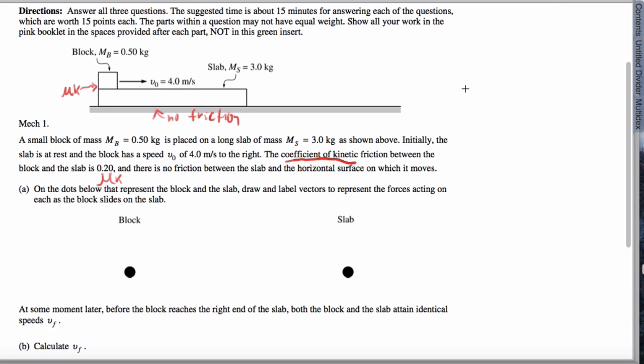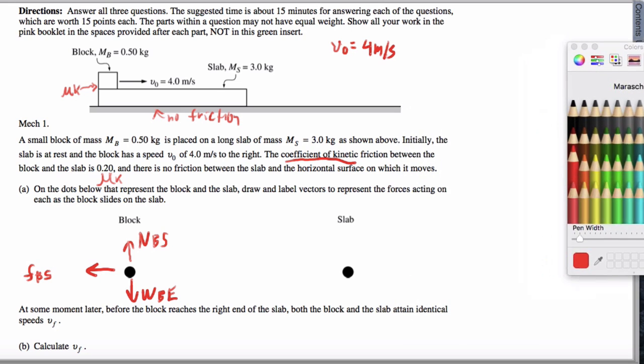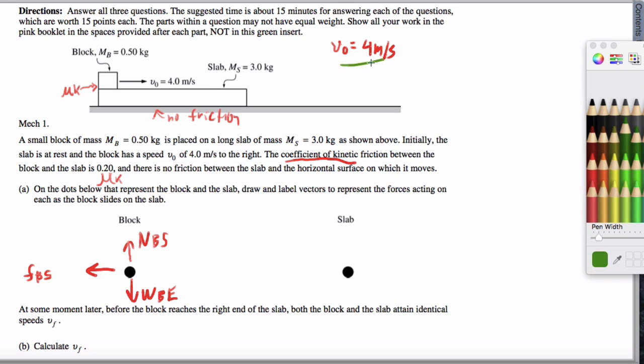The other thing that I'm told is that this block is sliding to the right. What that means is that it guarantees that friction on the block from the slab would point to the left in order to slow it down. So then we have a normal on the block due to the slab. We have a weight on the block due to the earth. This 4 meters per second, I want to be really clear on something. This v naught equals 4 meters per second is absolutely not a force, and it doesn't get included in the free body diagram.